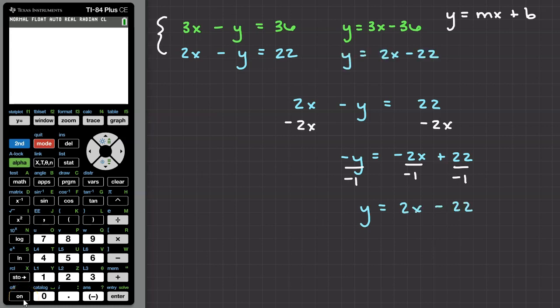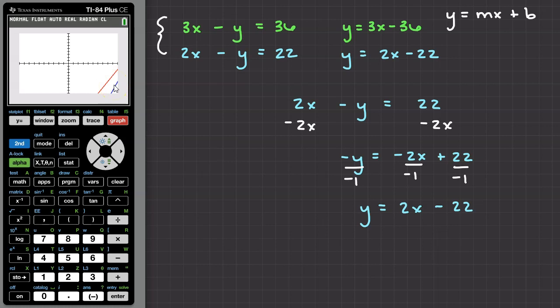These equations in slope-intercept form are what we will need to graph in our graphing calculator. Go to the y equals screen and let's enter y equals 3x minus 36 for equation 1. Use the down arrow on your cursor and we'll enter 2x minus 22 for equation number 2. Go ahead and hit graph, and we see that our equations are not in the standard window.